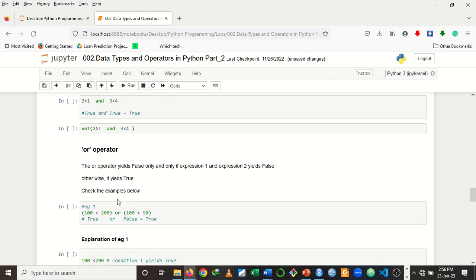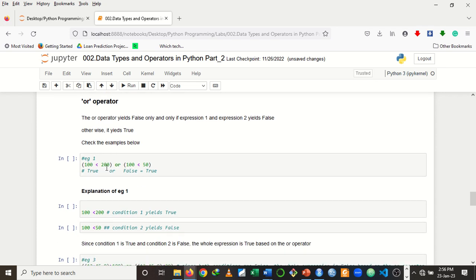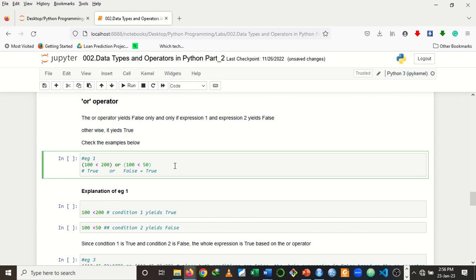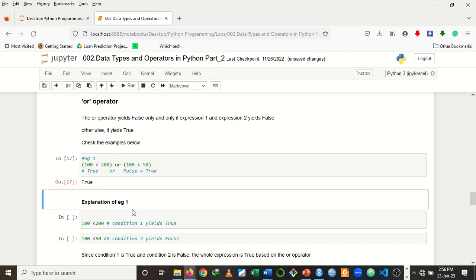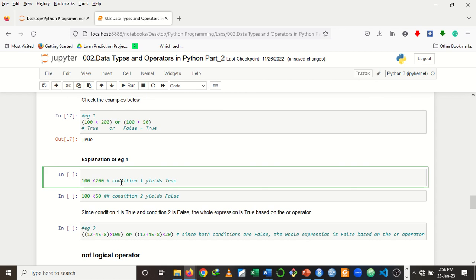All right, then we move to the OR operator. As I mentioned earlier on, the OR operator yields false only if both expressions are false. Other than that, it will always yield true. So if you have 100 less than 200, that's true. 100 less than 50 is false. But since OR evaluates to see if at least one of them is true, it will yield true in this case, unlike the and, right? You will need to just practice more to become familiar with the difference between the OR logical operator and the and logical operator. It's quite simple, but if this is your first time, it may look confusing, right?